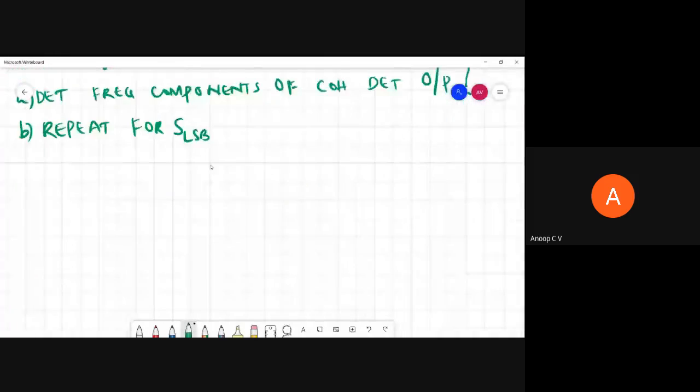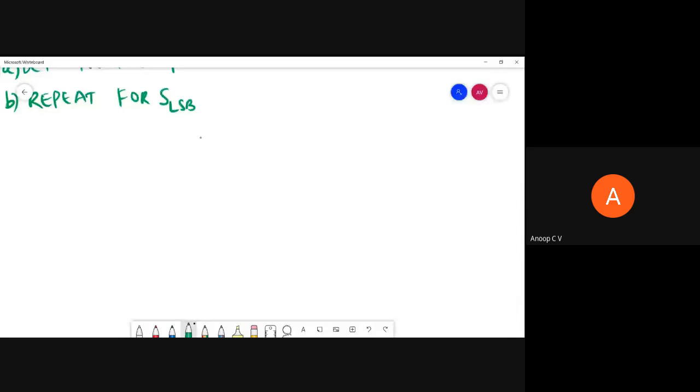So now we'll note down what is given in the question. Please note it down as well. Maybe I'll draw the system model first. So how do we get an SSB signal? First we should get a DSB.